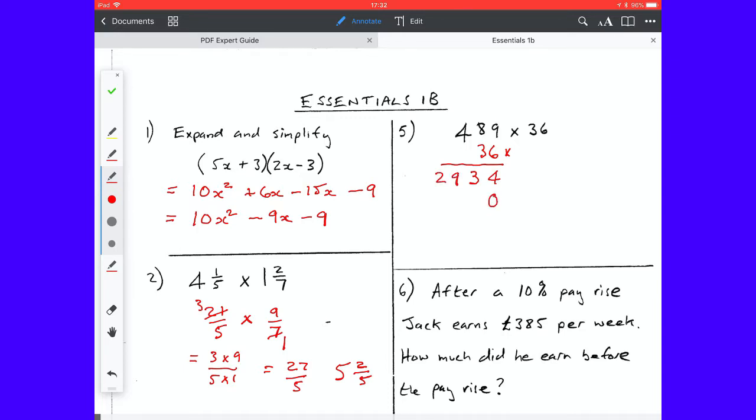Add a 0 because we're now multiplying by 30, not 3. 9 threes are 27, carry the 2. 8 threes are 24 and 2 makes 26, carry the 2. 4 threes are 12 and 2 is 14.